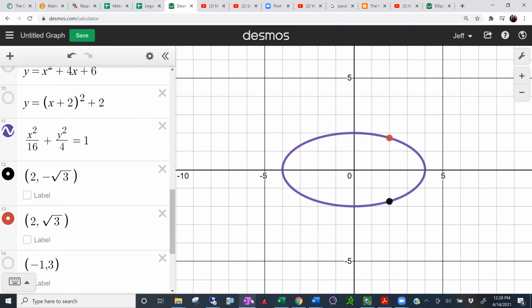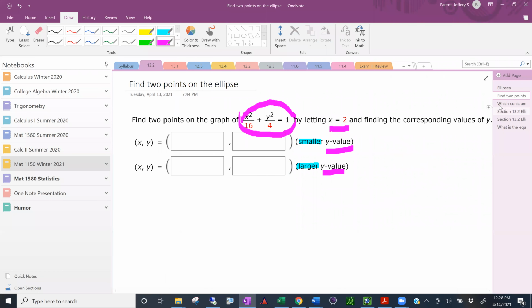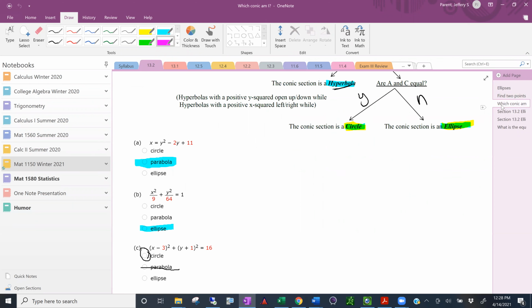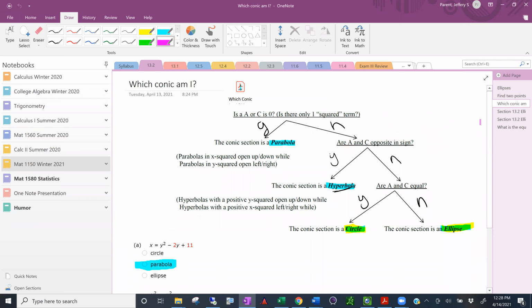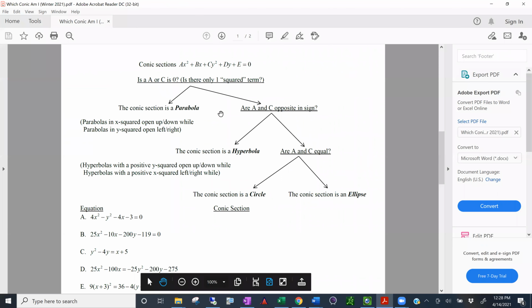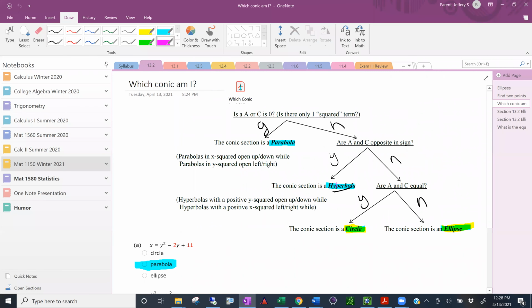What else we got for you here? Which conic am I? I did send out a little email about this with an attachment. I'm thinking that this little diagram might be overkill. It really refers to the attachment that I sent on my email, where you have conic sections written out like this. One clue to look for when you're trying to decide what conic section you've got. That is, do you have a parabola, hyperbola, circle, or ellipse?